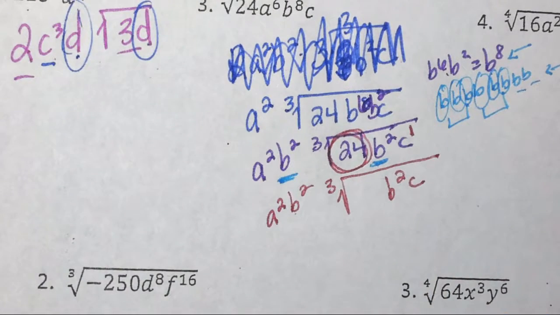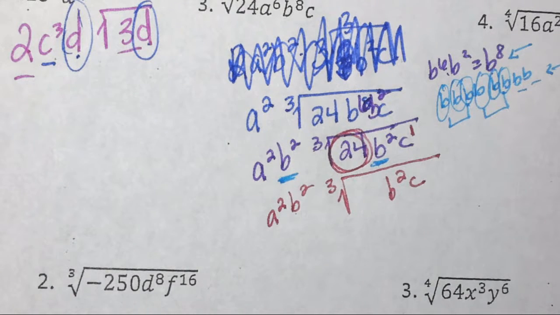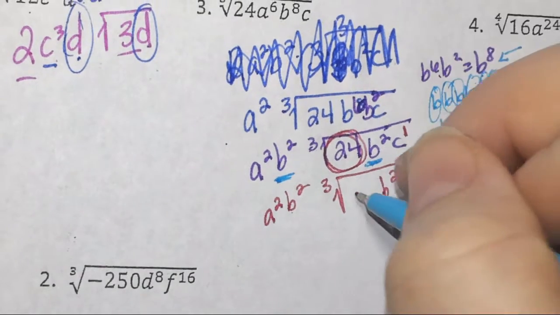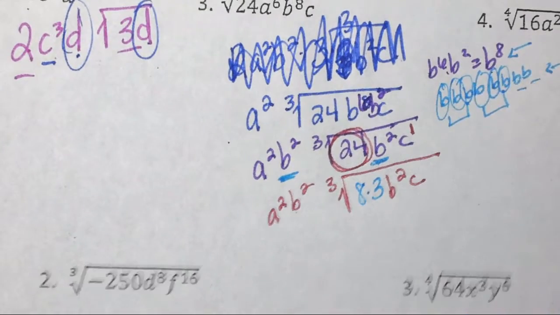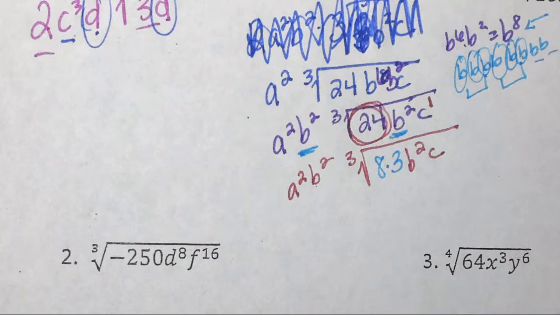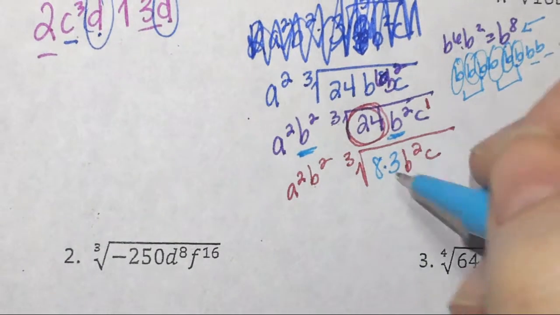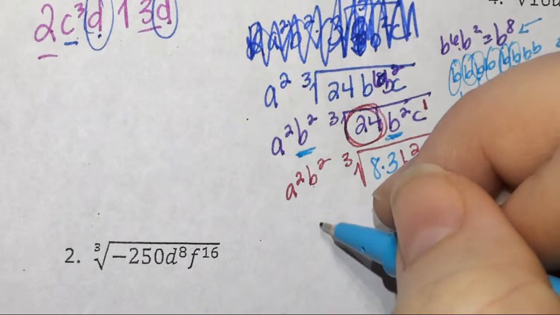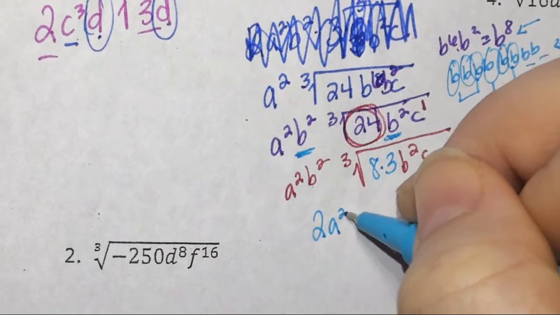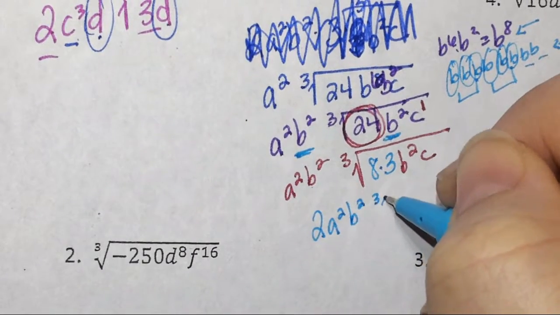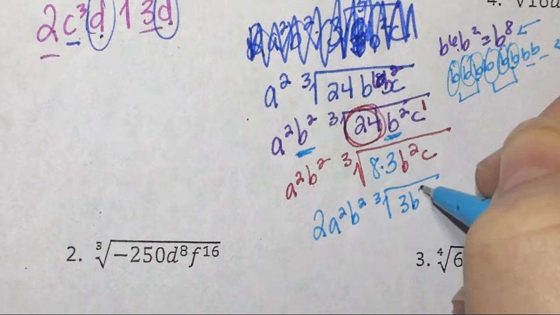I need two numbers that multiply to 24, and I need one of them to be a perfect cube. Yeah, it's 8 and 3, and you can have your point. 8 times 3 is 24. 8 is a perfect cube. I know the cube root of 8 is 2. So it's going to be 2a squared b squared, cube root of 3b squared c.